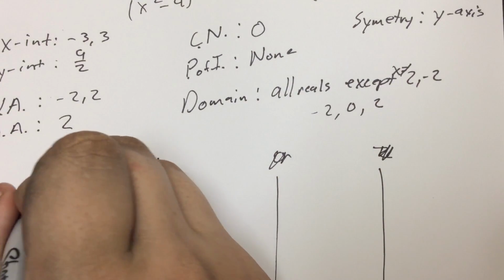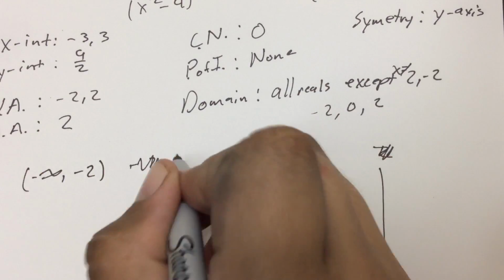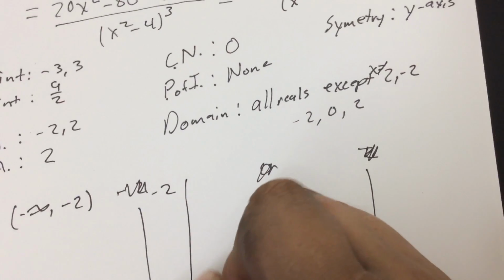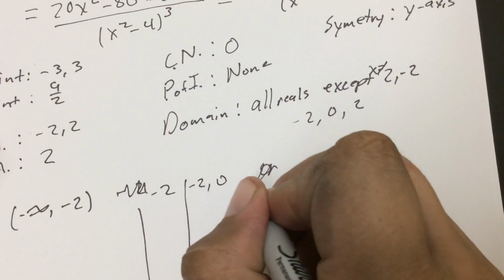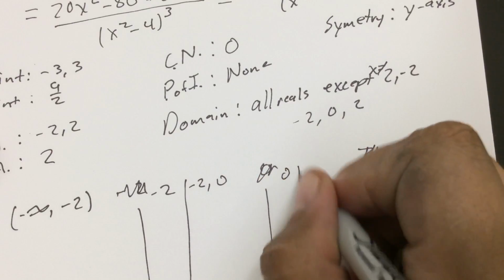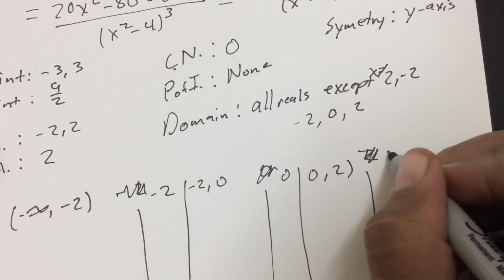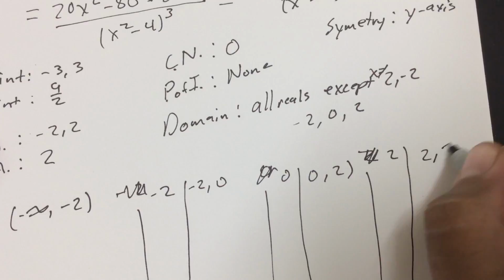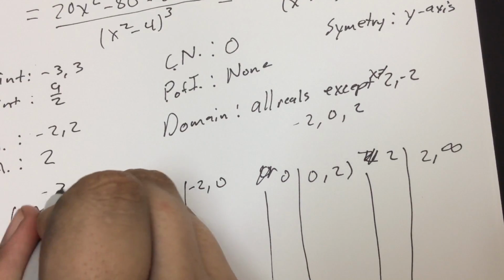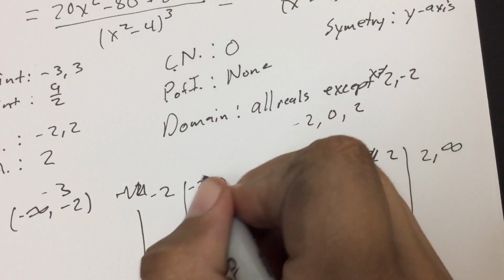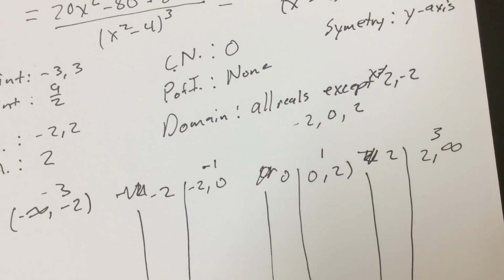So we're going to go from -infinity to -2. We're going to need a -2. And then we're going to go from -2 to 0. We're going to need 0. And then from 0 to 2, and we need 2. And then from 2 to infinity. A test value we're going to use here is -3. The test values here are going to be -1, 1, and 3.